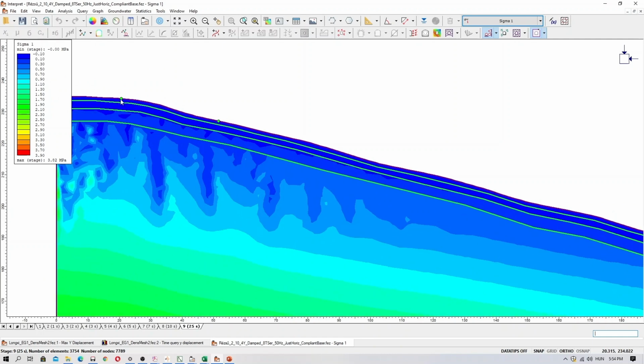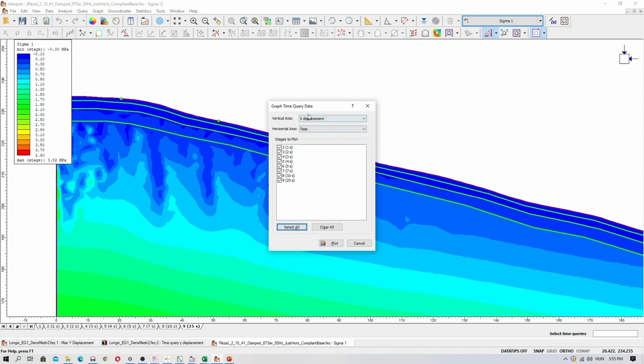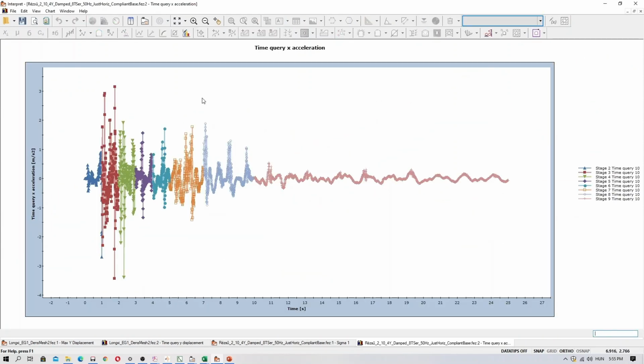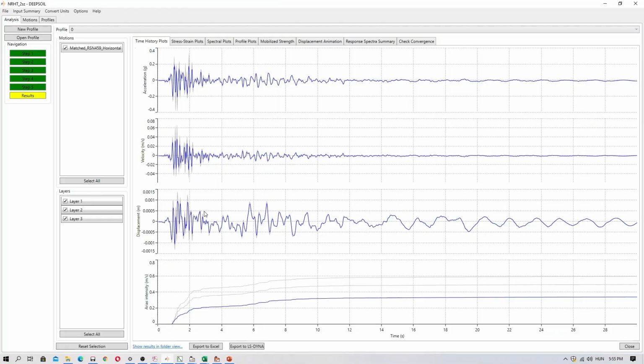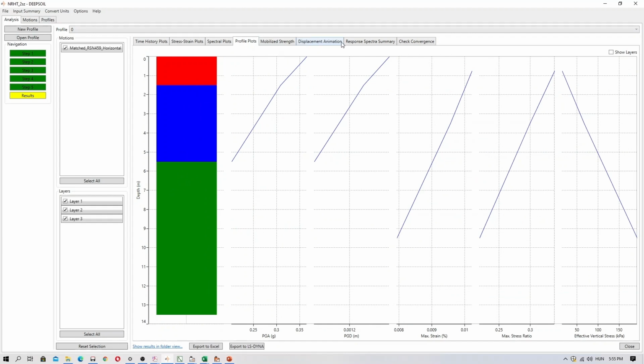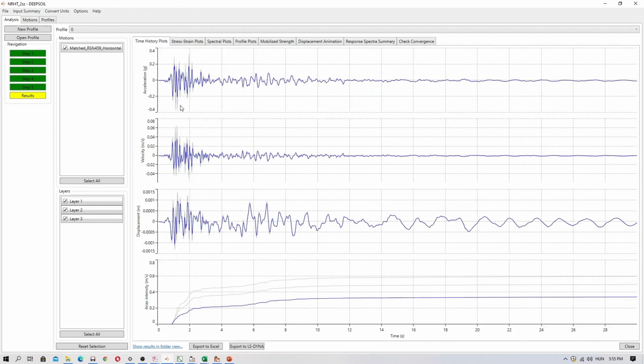So we check this point here, and we check the x acceleration. And let's see, we have mainly the maximum amplitude around 3.5 and 3.2 in this case. Of course, we also had on this project a calculation using deep soil. Here you can see the profile used here with the layers, and of course we can check that at the surface we have around 0.4 and 0.35 values.